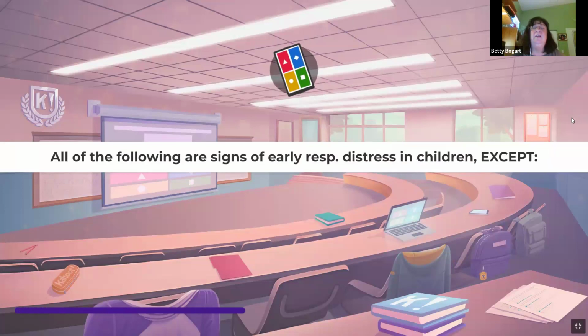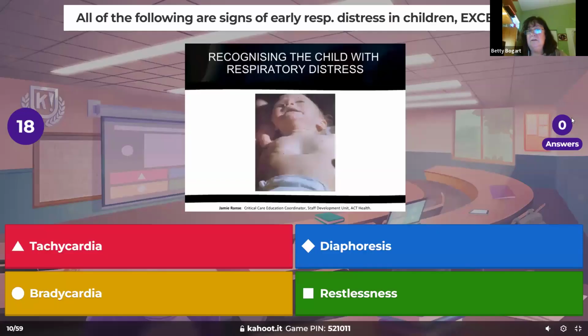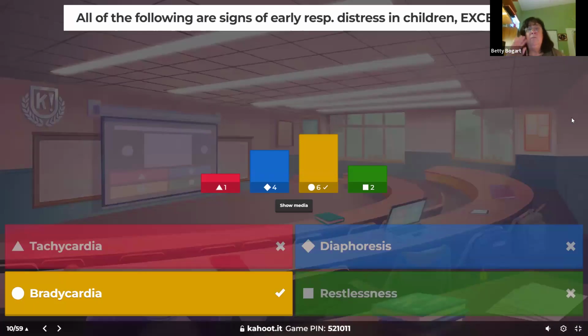All of the following are signs of early respiratory distress in children, except. So, which one of those is late? Now, in respiratory distress, tachypnea, tachycardia, diaphoresis, restlessness, absolutely. When that child becomes bradycardic, they're about to code because the heart's giving out.